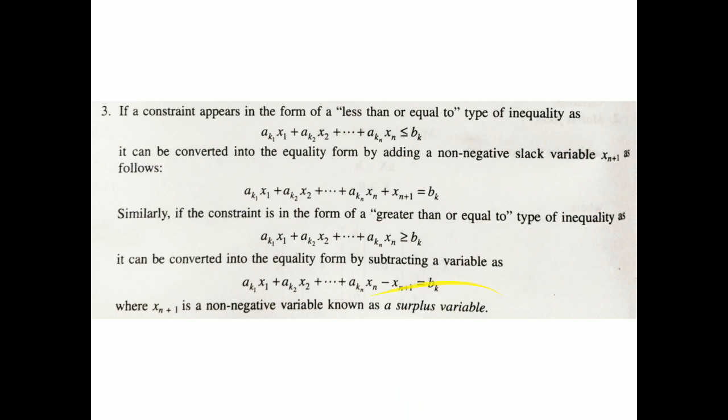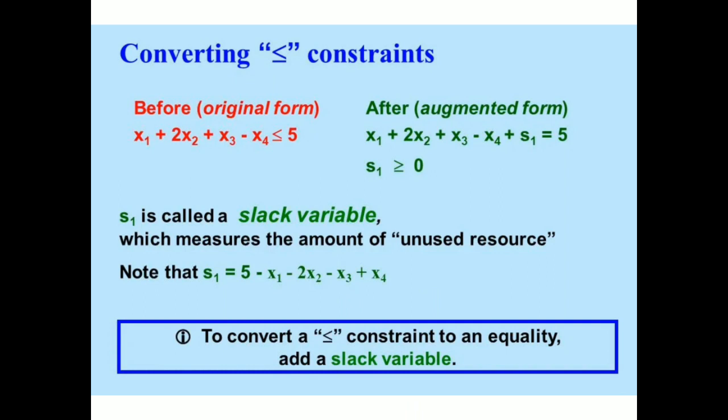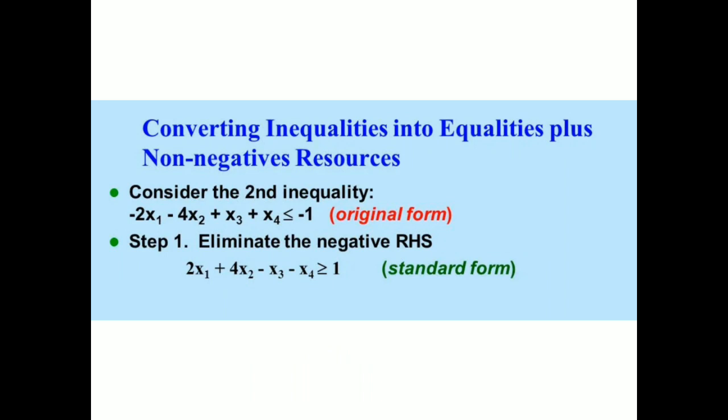In the next slides, I have shown how you can convert a less than or greater than inequality constraint into an equality constraint. As you can see, the inequality constraint was less than type, and by using a slack variable s1, we have converted it into an equality constraint. Similarly, we can also convert inequalities into equalities with non-negative resources.